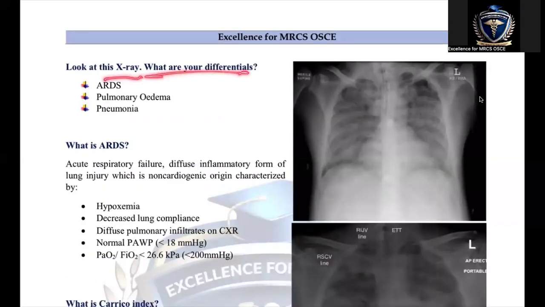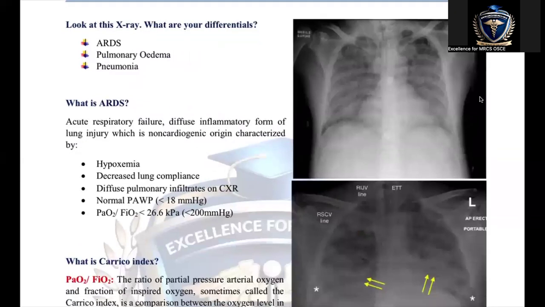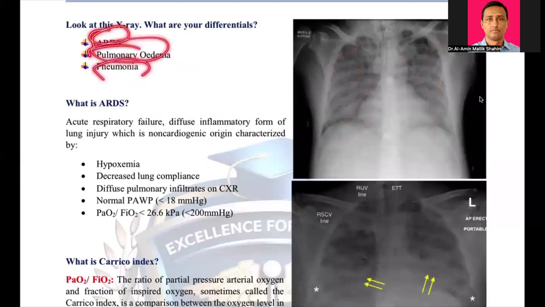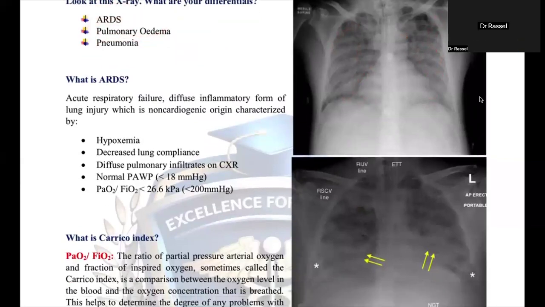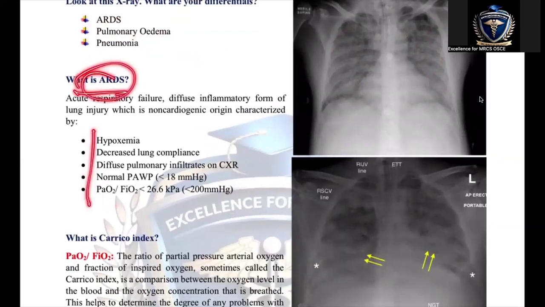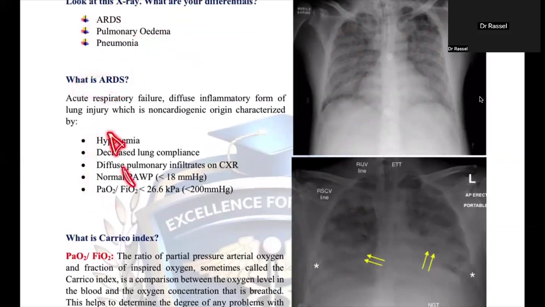What are the differentials? Look at the X-ray: diffuse pulmonary infiltrates. The differentials are pulmonary edema, ARDS, and extensive pneumonia. So what is ARDS?